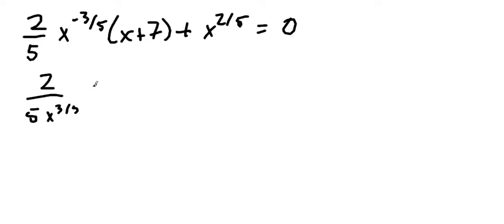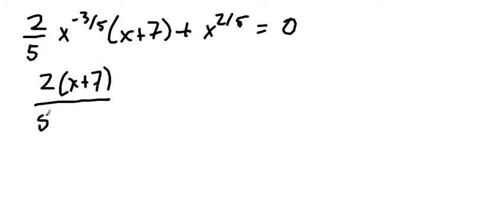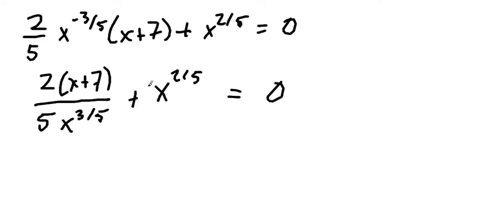So I can rewrite this expression as 2 over 5 times x to the 3/5 times x. You know, I'm just going to do this: 2 times x plus 7 over 5 times x to the 3/5. So 2 and x plus 7 are in the numerator, 5 is in the denominator, and I'm going to put x to the minus 3/5 into the denominator by making the minus exponent positive. And then I'm going to add x to the 2/5 and set this equal to 0.